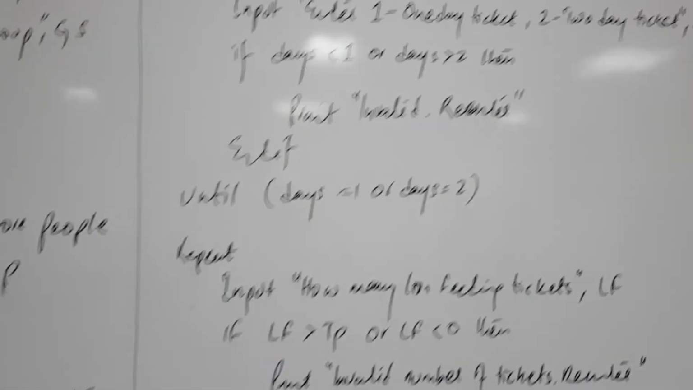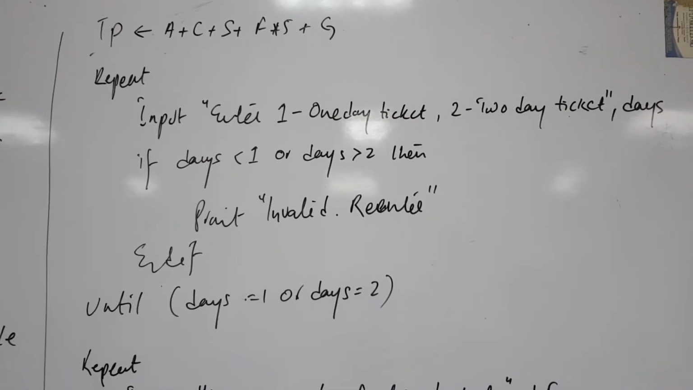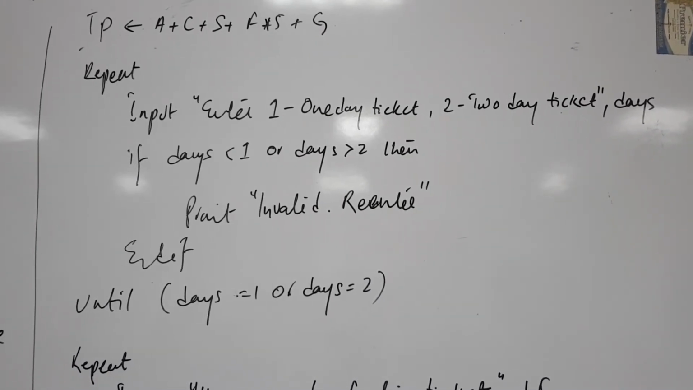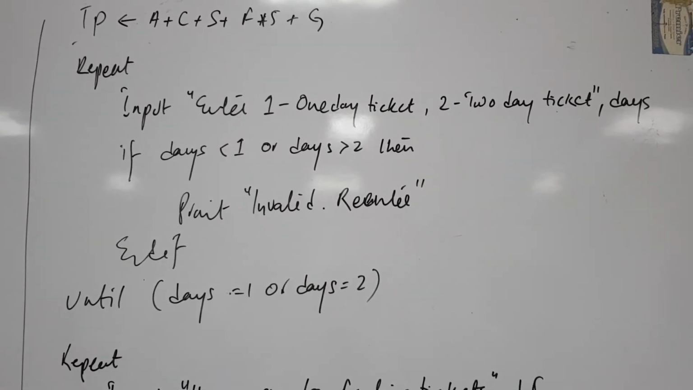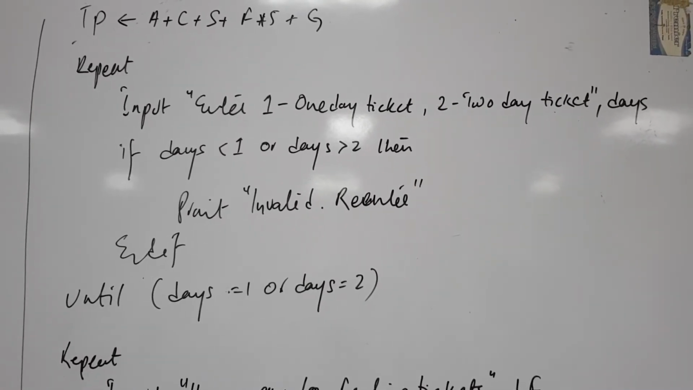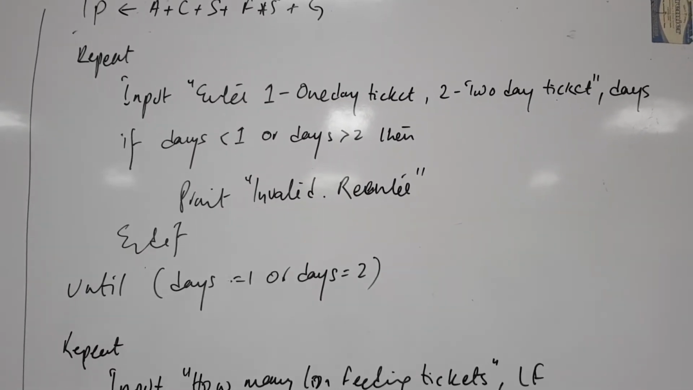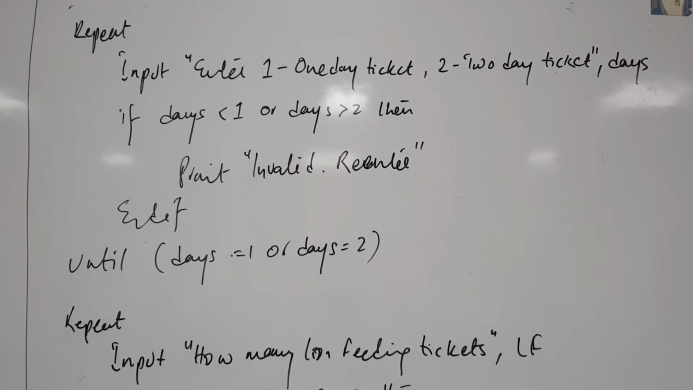So after we have done this, we're going to move on and calculate the total number of people in the booking, which is A plus C plus S plus F into 5, because a family ticket has 5 people in it, plus group. And then we are asking the user whether it's a 1-day ticket or a 2-day ticket. Of course, we have done error checking over here as well.